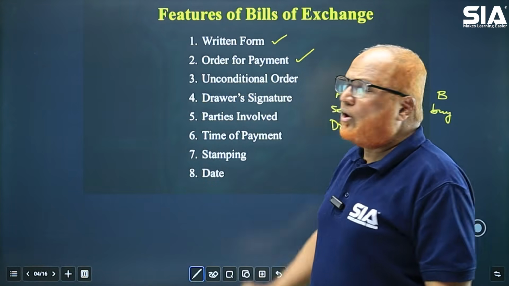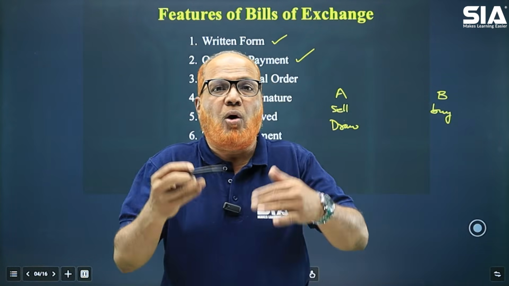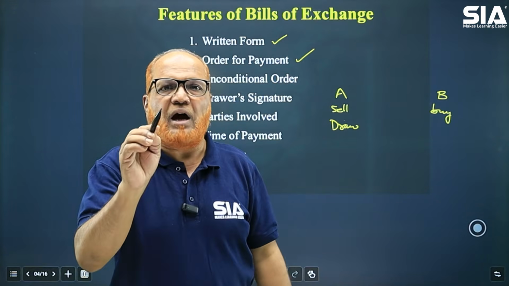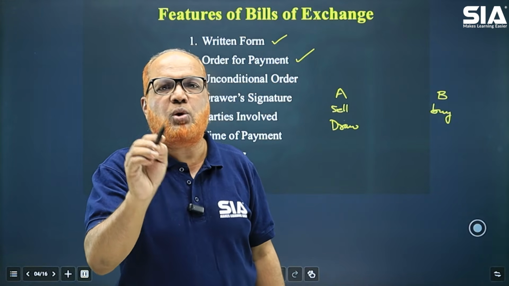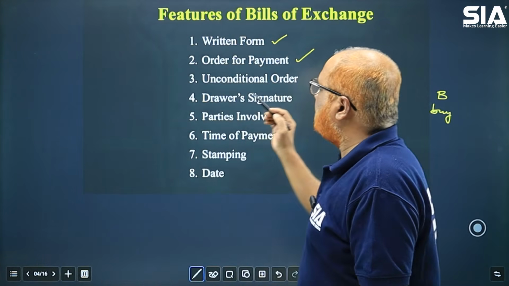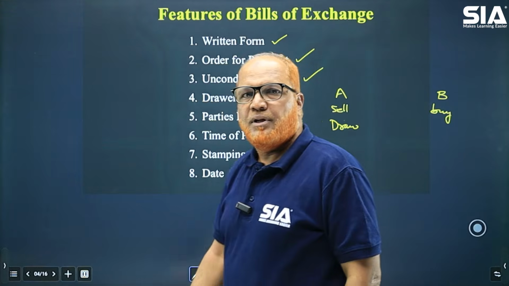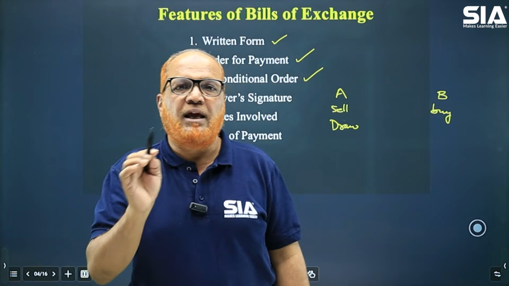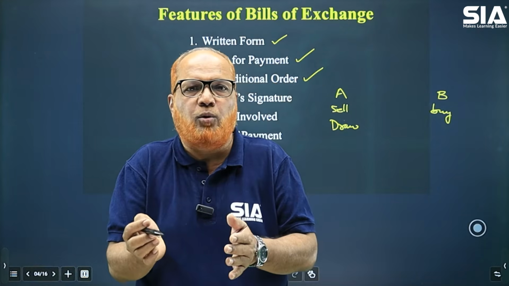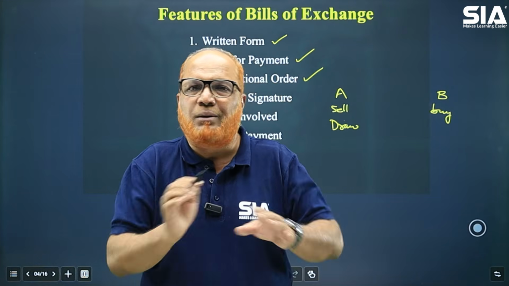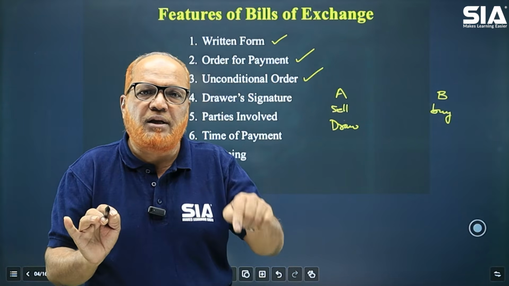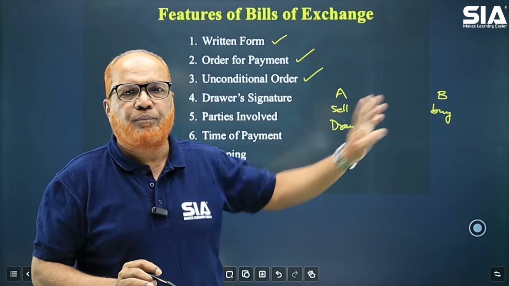Now, order for payment. A will make the order. A will not request. A will make an order on B that after 3 months you have to pay so and so amount. That's why the bill of exchange contains an order. Thirdly, unconditional order. The order must not contain any condition. That means it should not say, pay only if you have the money, otherwise I am going to give you extra time. Nothing like that. That means unconditional order should be given by A to B.